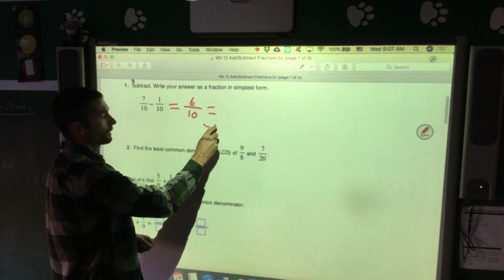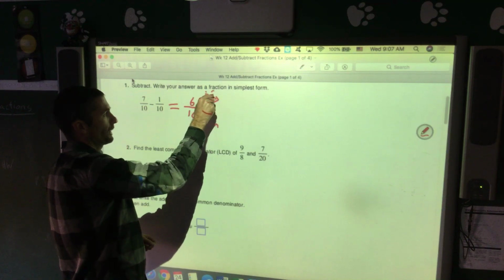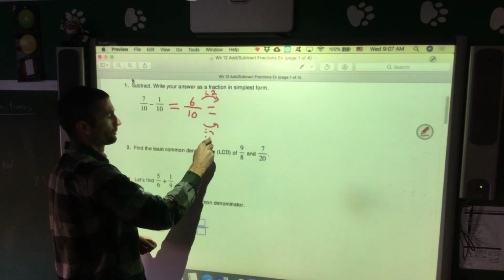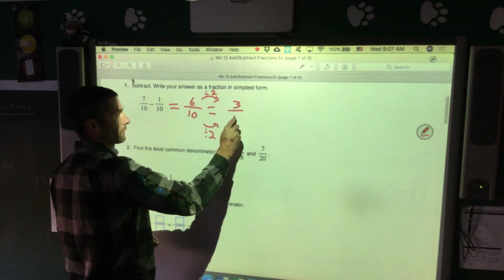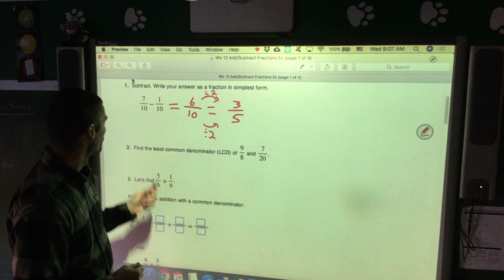Okay, so we've got to see what a common factor of 6 and 10 is. We can divide them both by 2 because they're both even. So we can come up with 3/5. That is in simplest form.